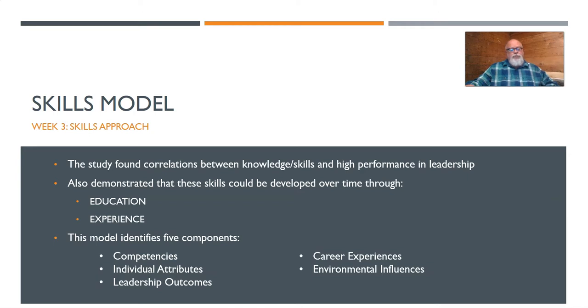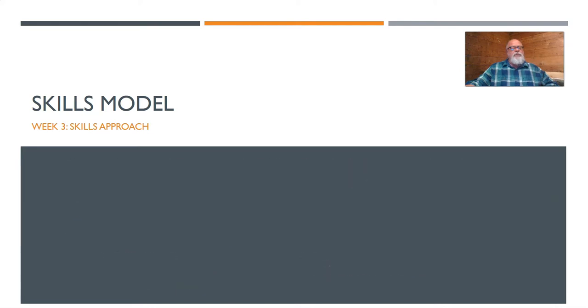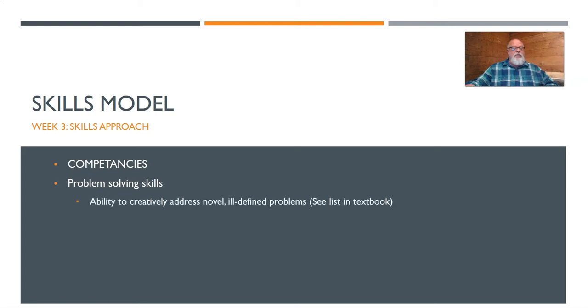Okay, let's talk a little bit about each of those individually and some of their subcomponents. Competencies. You've got problem-solving skill as a competency, right? That's something you're either good at or not, but it is something that you can get better at over time. So that's the ability to creatively address novel, ill-defined problems. There's a great list in the textbook about going through that process.